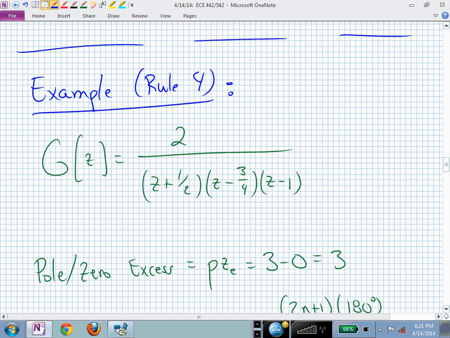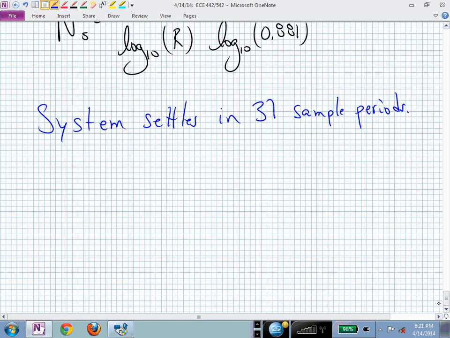Our slowest pole was at 0.881. You could go and compute the DC gain of your closed loop transfer function and see that it's 1 and say, oh, good, I have no error due to a constant. You don't even have to do that. Now that may be too slow, 37 sample periods. You may want to speed it up. Well, we'll learn how.